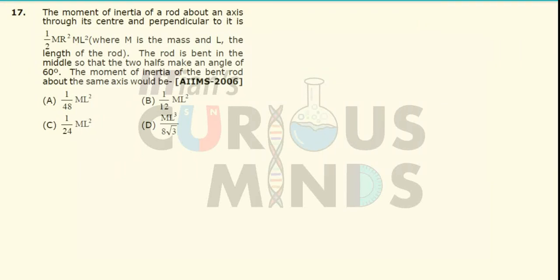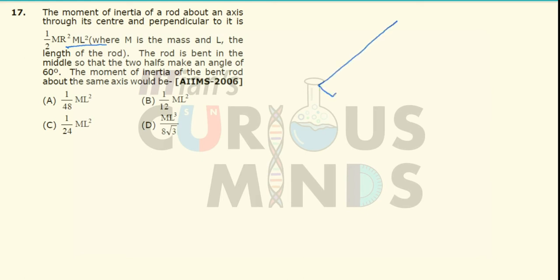The moment of inertia of a rod about an axis through its center and perpendicular to its length is ML² by 12, where M is the mass and L is the length of the rod. The rod is bent in the middle so that the two halves make an angle of 60 degrees. The moment of inertia of the bent rod about the same axis as the initial would be equal to what?